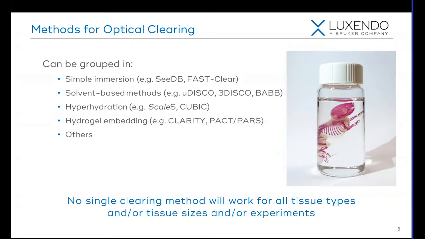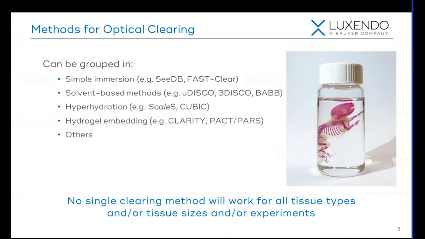The thing I want to highlight for people is that no single clearing method will work for all tissue types, sizes, or experiments. And this is where a week in the library can literally save you a year in the lab. You've got to do your literature searches, see what works for your samples. There are multiple reviews out there, so I'm sure there's something close to what you need, and you can adapt those protocols based on your particular sample.